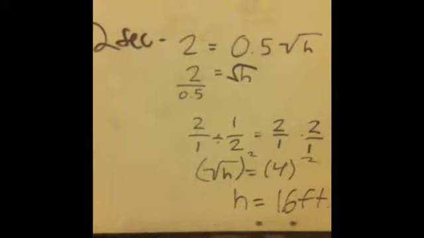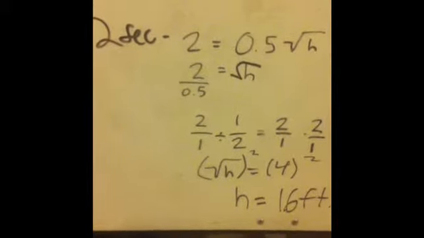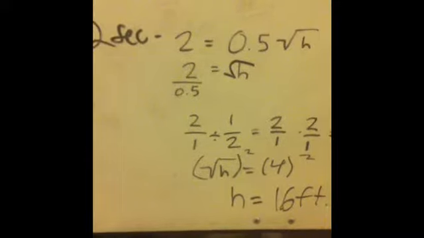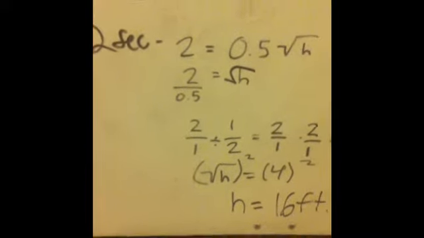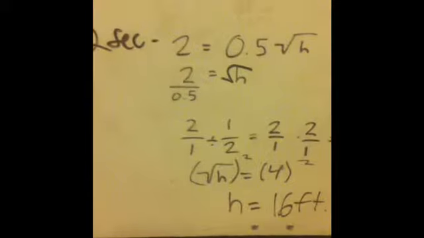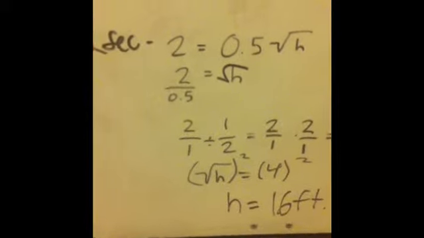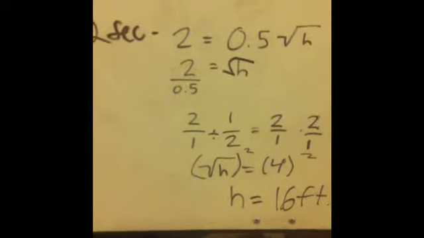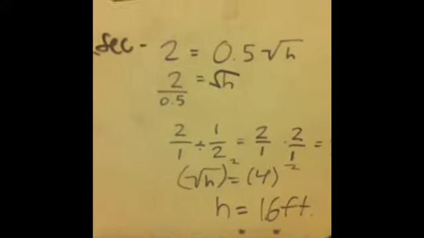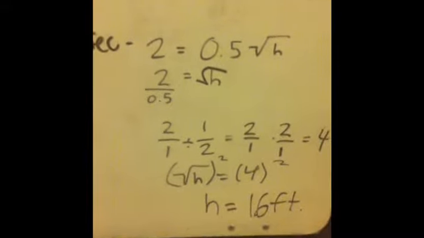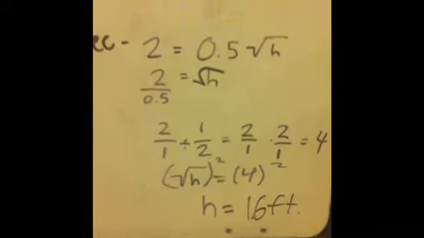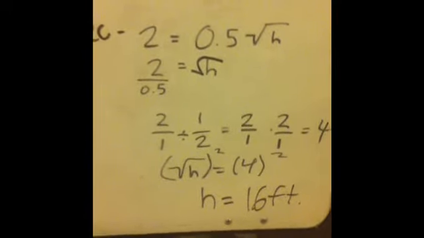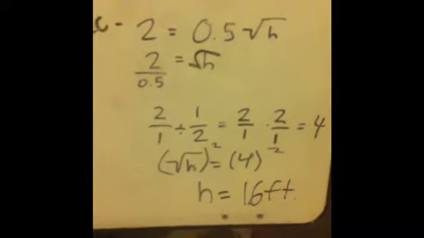To do this, we need to put 2 into our equation. So 2, which is replacing t, our time, would be equal to 0.5 times the square root of h, which is the height. The next thing that we would do to isolate the variable, which is the height, would be to divide by 0.5 on each side. After doing this, we would have 2 over 0.5. To solve this without using a calculator, we would write it out as fractions. So we'd have 2 over 1, which is the same as 2, divided by 1/2, which is the same as 0.5.